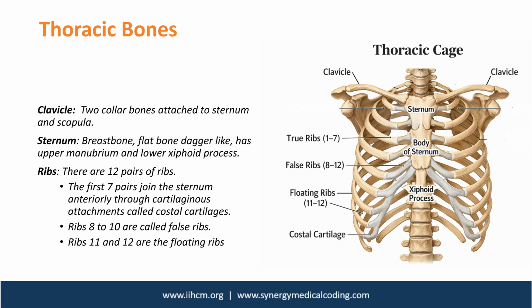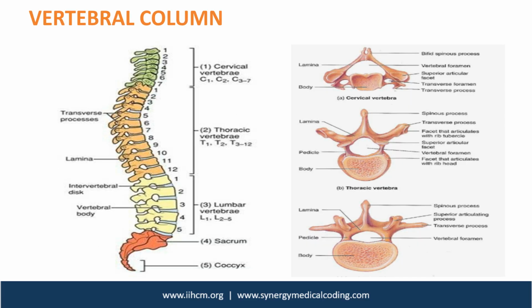There are 12 pairs of ribs. The first 7 pairs are true ribs, ribs 8 to 10 are false ribs, and ribs 11 and 12 are floating ribs. The vertebral column consists of 33 vertebrae, divided into 5 regions: cervical, thoracic, lumbar, sacrum, and coccyx. The shape of the vertebrae differs across the sections, as seen in the examples of the cervical and thoracic vertebrae.